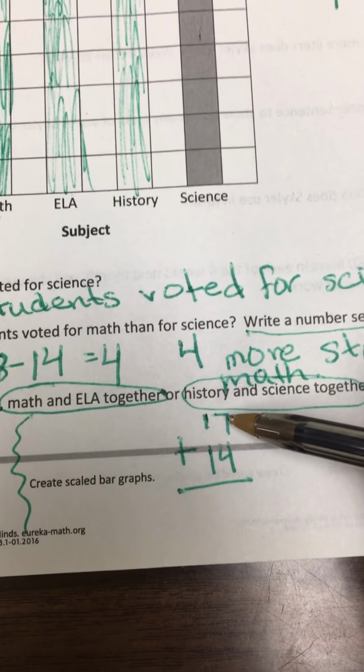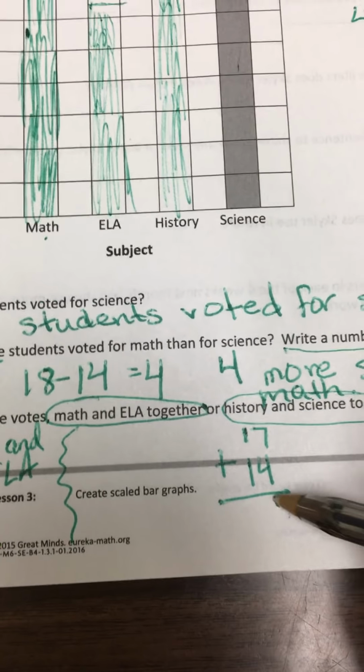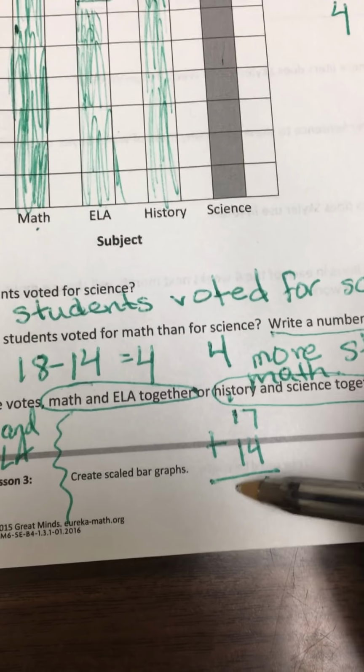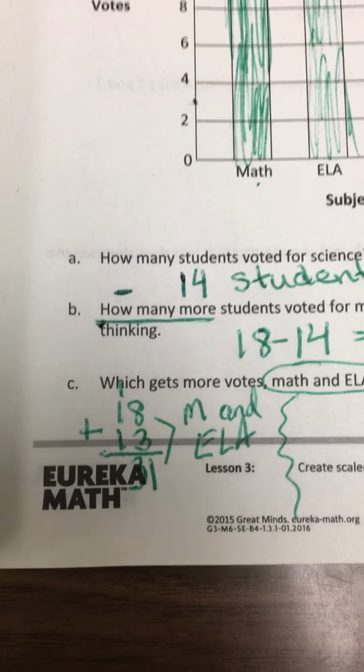And if you did, that's fine. Okay, let's figure out this history and science together. So 7 plus 4, so 8, 9, 10, 11. Write a 1, carry 1. 1, 2, 3. So that one's 31 also.